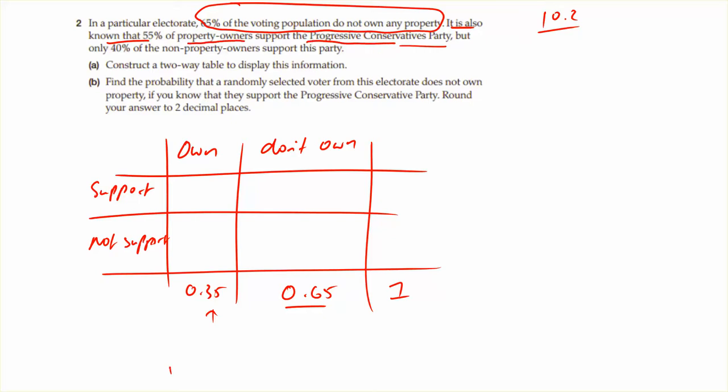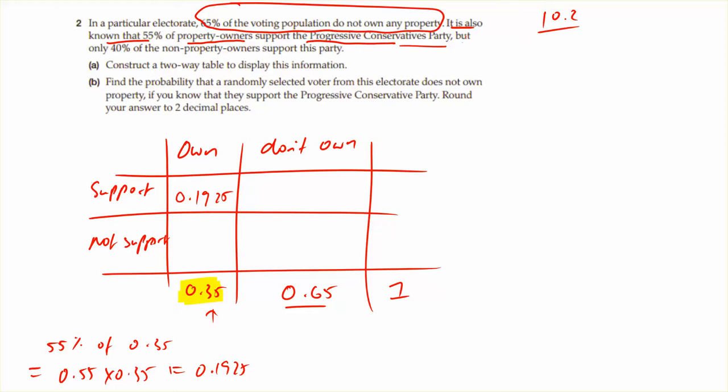Now the next part is it is also known that 55% of the property owners support the party. So what it's saying is 55% of 0.35 of the people that own property support the party. So how do you get 55% of 0.35? You just go 0.55 times 0.35. Gives me, let me use my calculator, 0.1925. Now where do I put this? I put it where they own property and they support, so it's in this box here: 0.1925.